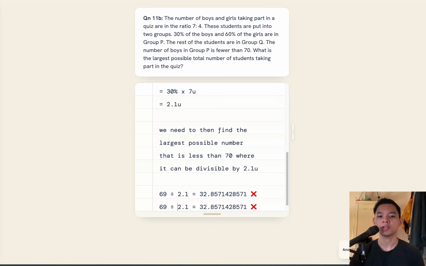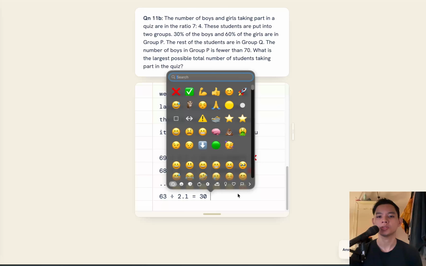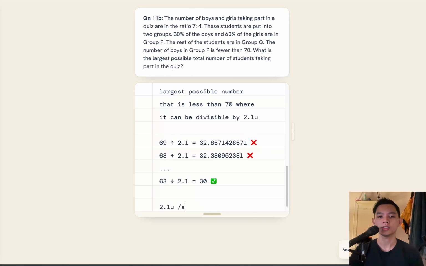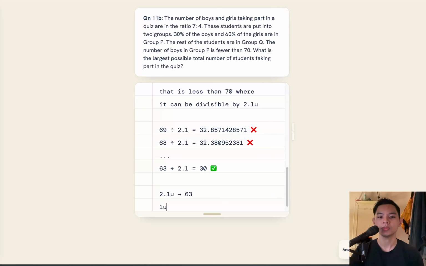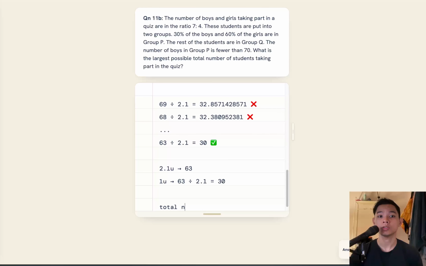Wrong. So in a way, you kind of have to brute force this, right? So that means this is 30, right? So that means the total group P boys, the number of boys, is fewer than 70. So this is the largest. So that means 2.1 units is equal to 63. 1 unit will then be equal to 63 divided by 2.1, which will be 30.